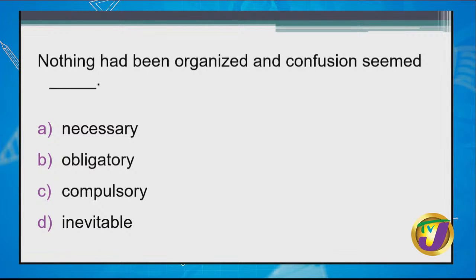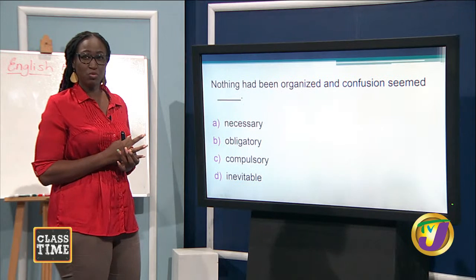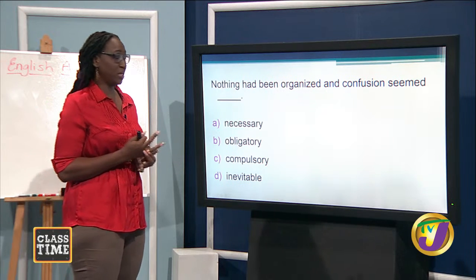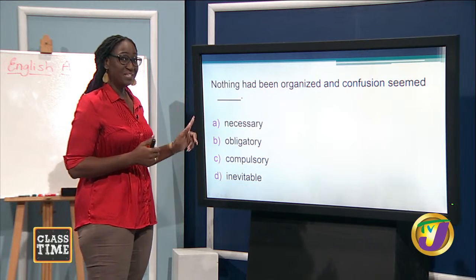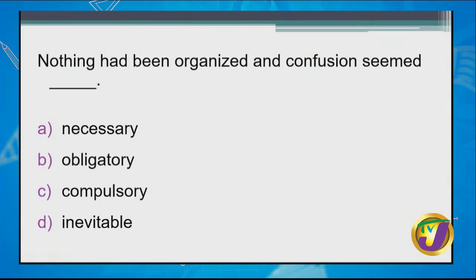Nothing had been organized, and where there is no organization, confusion is a must. So which of those words mean confusion is going to happen? There is no avoiding it. Which of these words means unavoidable? Please don't tell me that you chose a certain word. All right, so the one you should choose is inevitable.